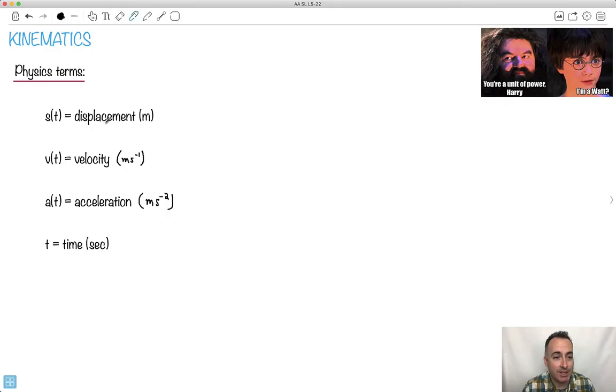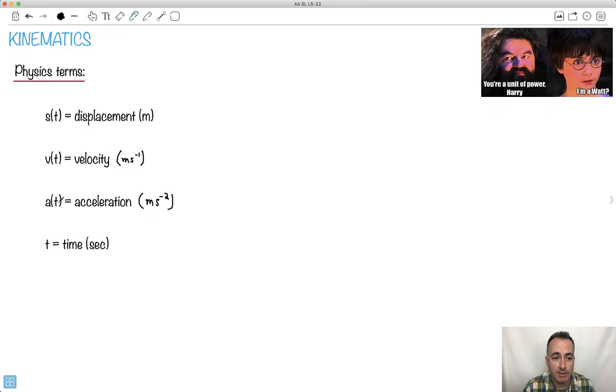All right, let's look at these terms we're going to need to know. We have S of t, and S is not speed. S is displacement for some reason, okay? So we've got s as a function of t, displacement as a function of time. It's called displacement, it's measured in meters. V of t is called velocity, and it's measured in meters per second.